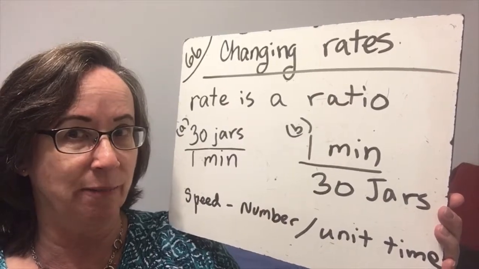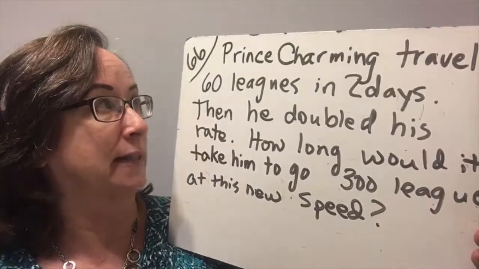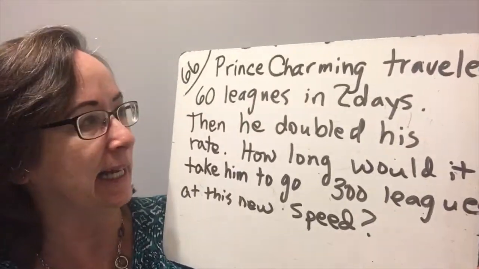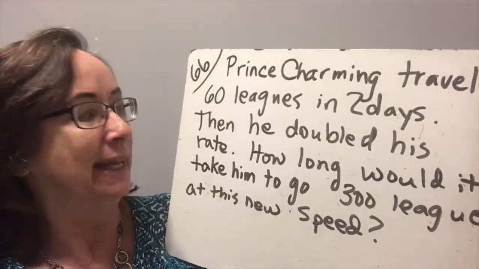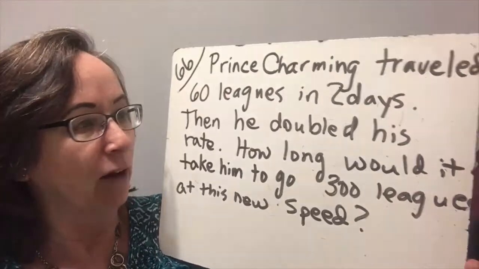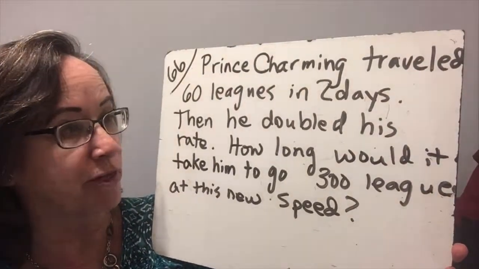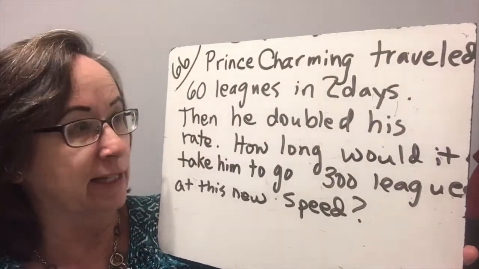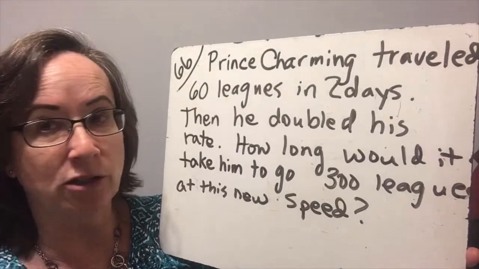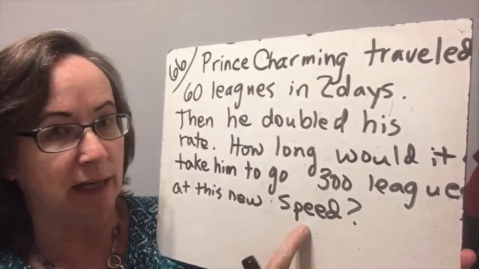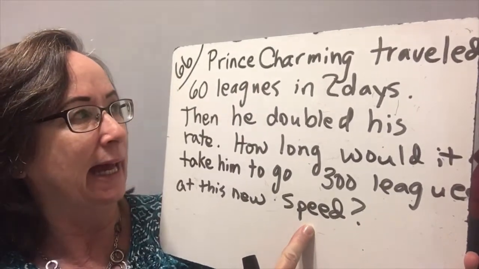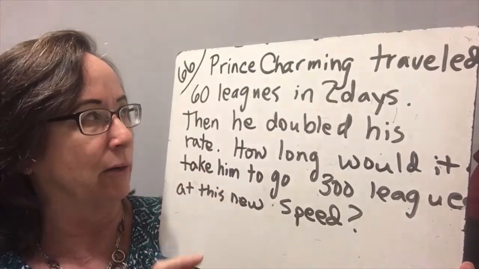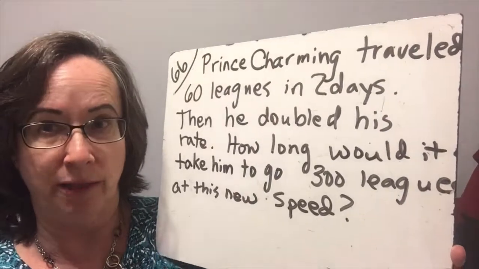So let's do some examples. Here's our first example. It says, Prince Charming traveled 60 leagues in 2 days. Then he doubled his rate. How long would it take him to go 300 leagues at this new speed? Okay, so when they're talking about rate here, they're talking about speed. And when we double it, we definitely want it in the speed mode where the time is on the bottom.